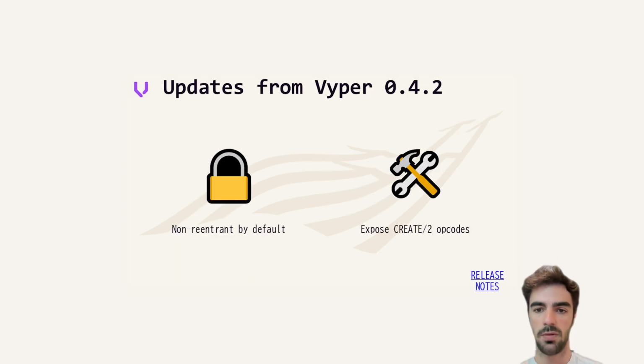Some of the exciting updates from Vyper 0.4.2, which got released just last week, include a long-requested feature: non-reentrant by default. What this means is, reentrancy attacks are a very common pattern in smart contract development. Probably the most known attack was the DAO one that led to the fork of Ethereum in 2016. That was a reentrancy attack.